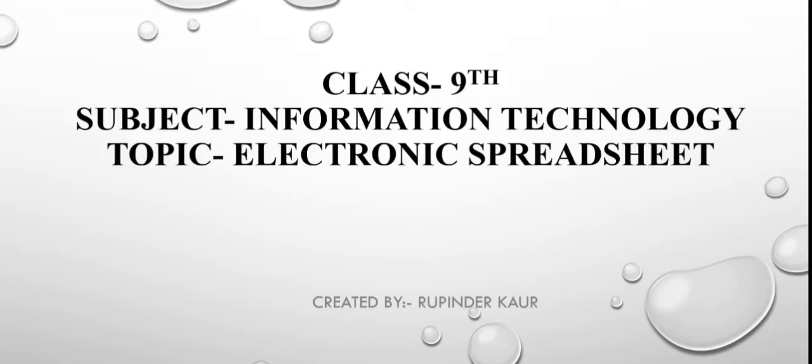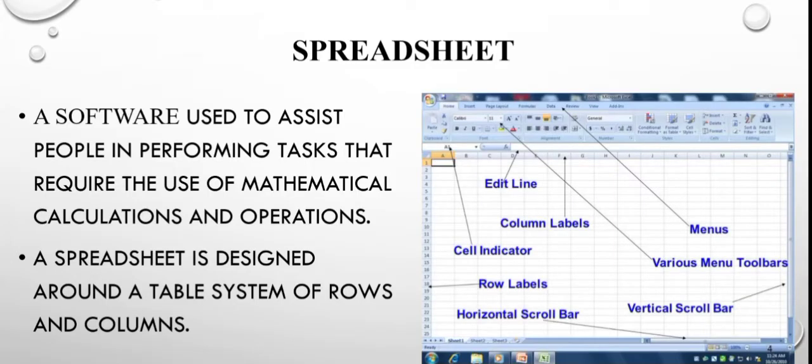Good morning, students. Today we learn about electronic spreadsheet. A spreadsheet is a software that is used to assist people in performing tasks that require the use of mathematical calculations and operations. A spreadsheet is designed around a table system of rows and columns.